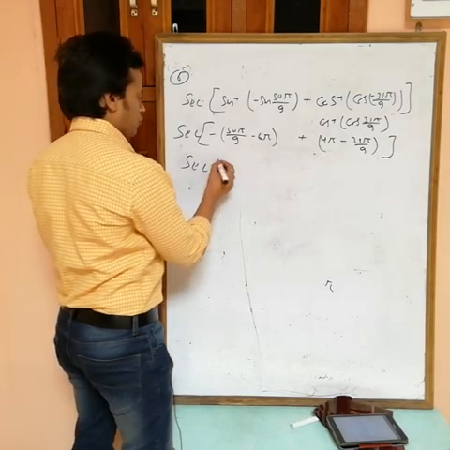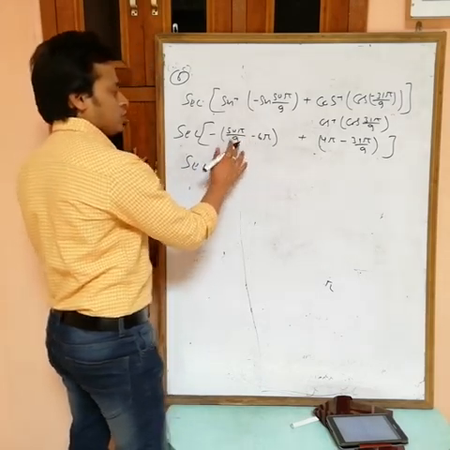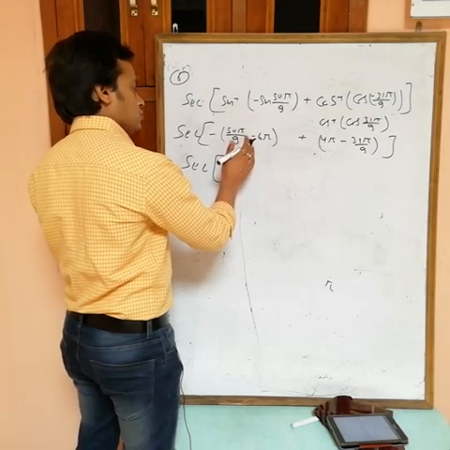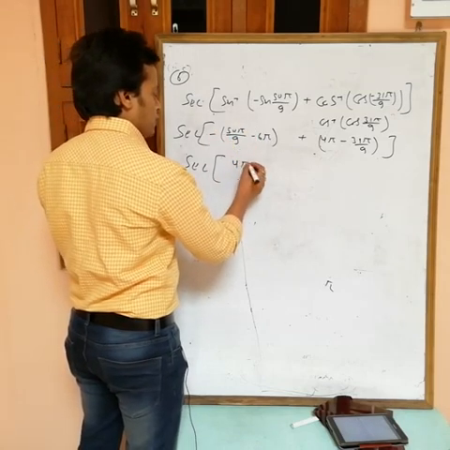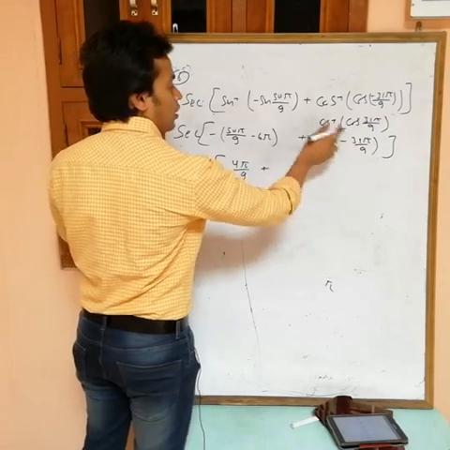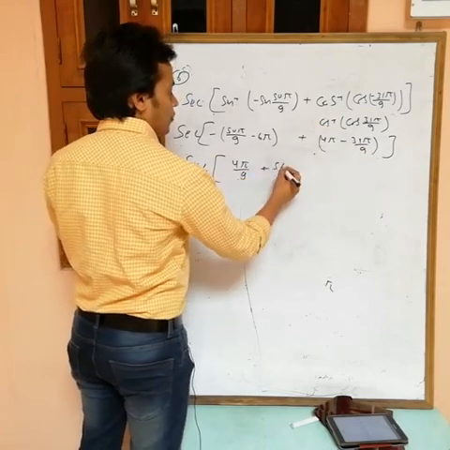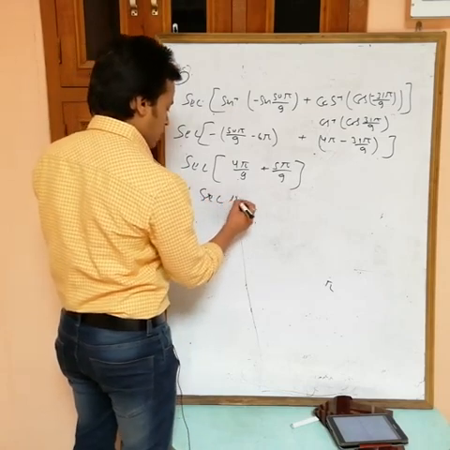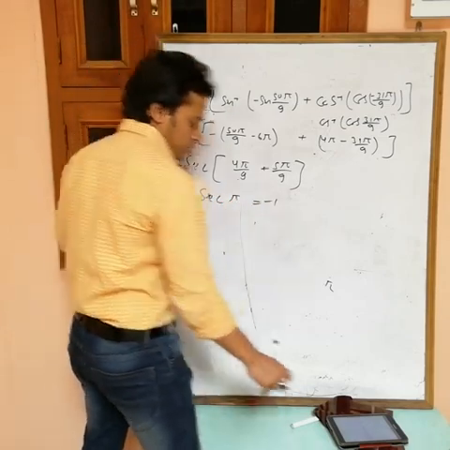Now sec of this one minus this one: minus minus 4 pi by 9 gives plus 4 pi by 9, and 5 pi by 9. If you add them, what are we getting? sec pi equals minus 1. Okay, this is the answer.